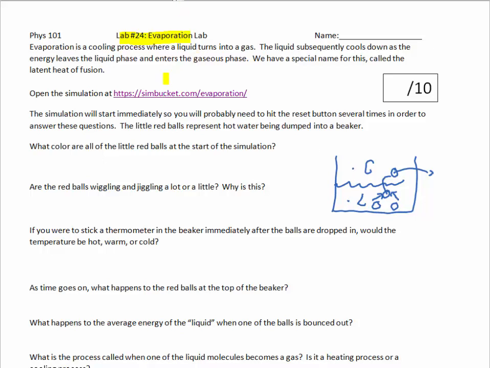So what we're going to do is go to this simulation right here, and one thing to keep in mind with this particular lab, you're probably going to need to hit the reset button several times in order to answer all the questions. And what we're going to see is a bunch of wiggling and jiggling balls, and these balls are going to get dumped into a container and they're going to start to evaporate.